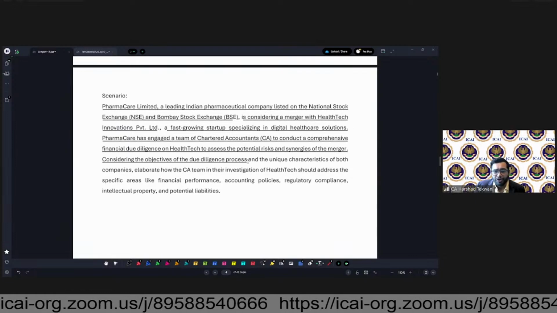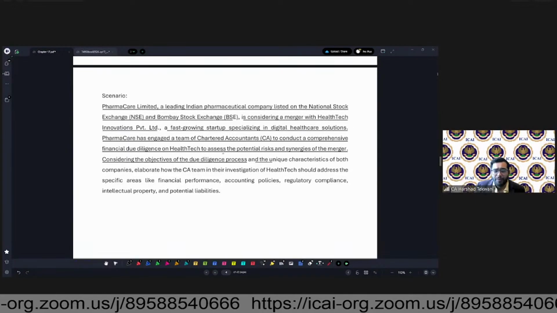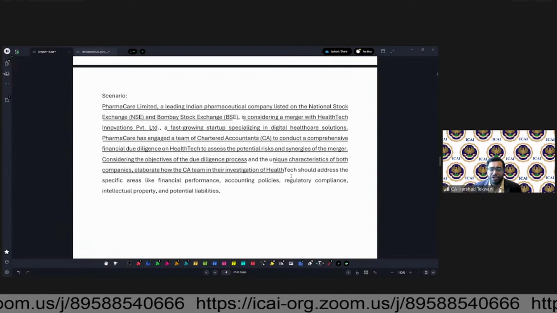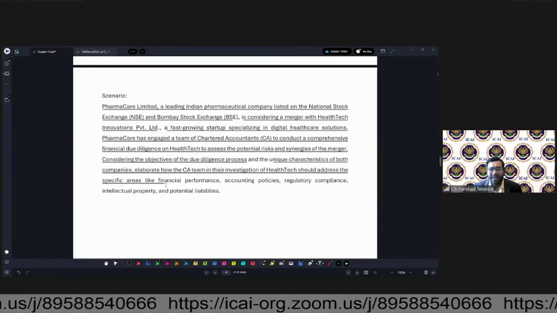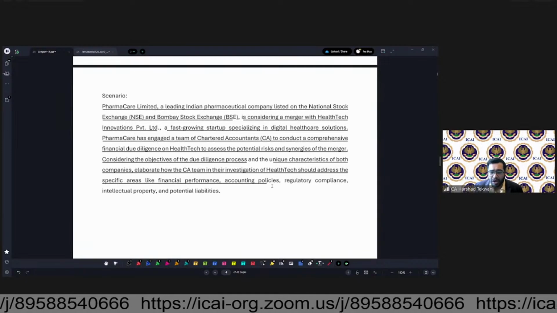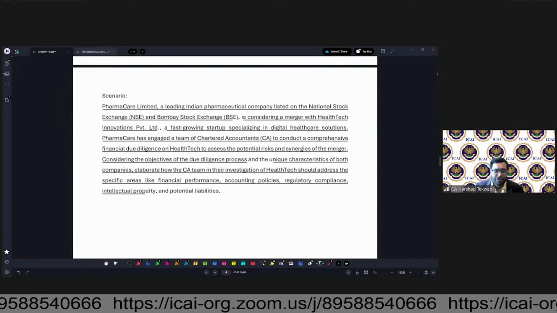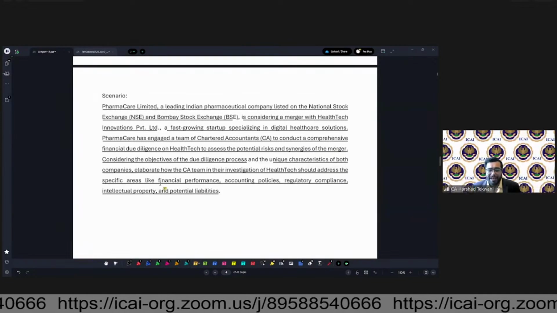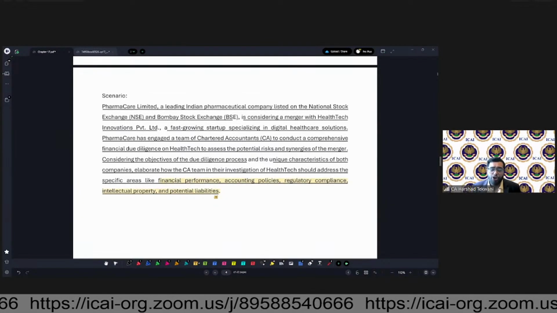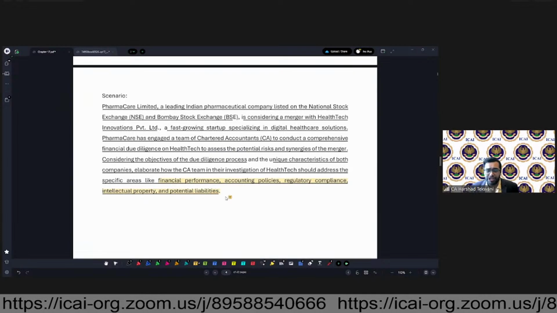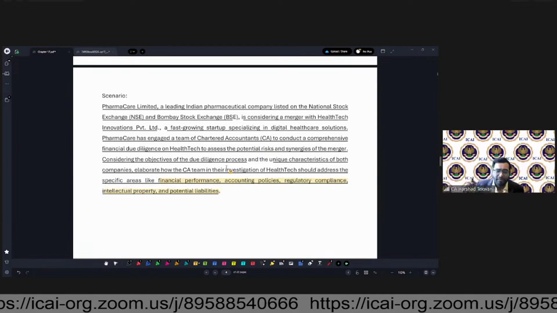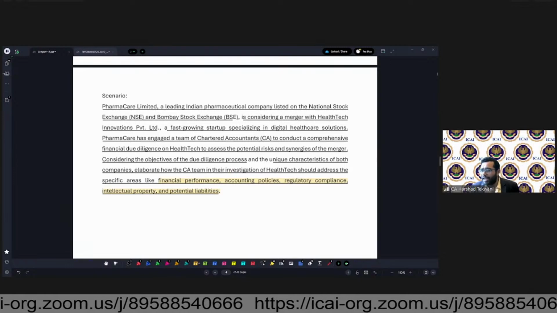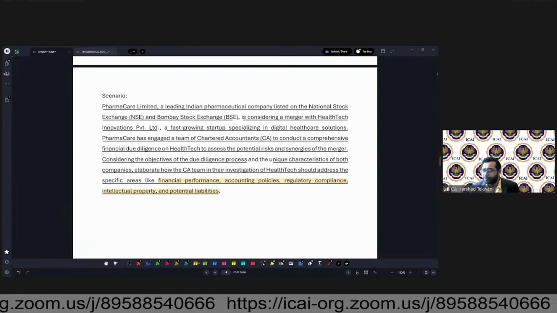Considering the objective of the due diligence process and the unique characteristics of both companies, elaborate how the CA team in their investigation of health tech should address the specific areas like financial performance, accounting policies, regulatory compliance, intellectual property, and potential liabilities. So you have which areas you need to cover, but you need to tell me how you will cover these areas in your due diligence. Tell me that one by one. Let's start with the financial performance. How will you cover this particular area and what will you do in this particular area?